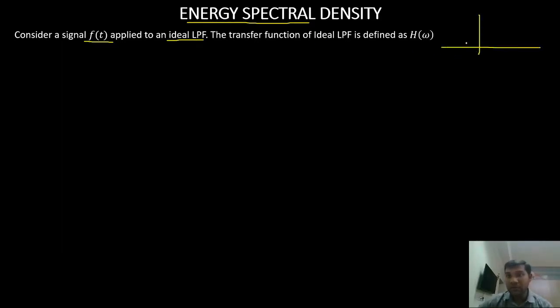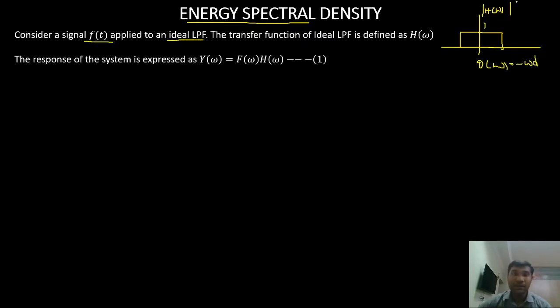Ideal low pass filter, it is something like this. This is mod h of omega, and my theta of omega is equal to minus omega t d. That is how my ideal low pass filter is defined.